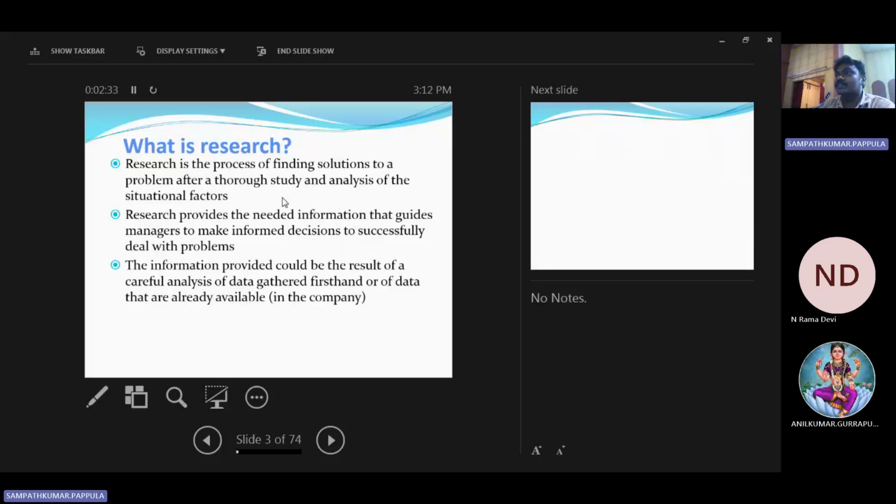In nature, everything is available. That's why the name itself indicates re-search. That means for existing work, where it is available and what it is doing, how it is helpful for us to find the solution for our problem. That is what we are doing in research.